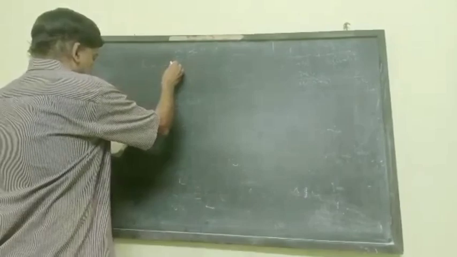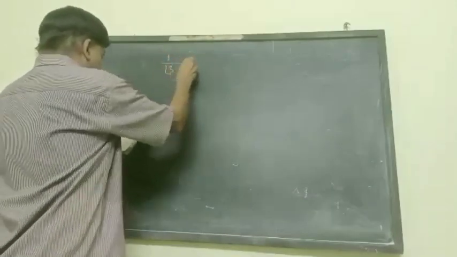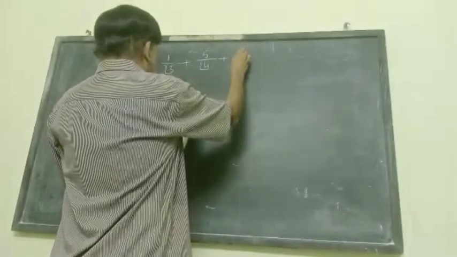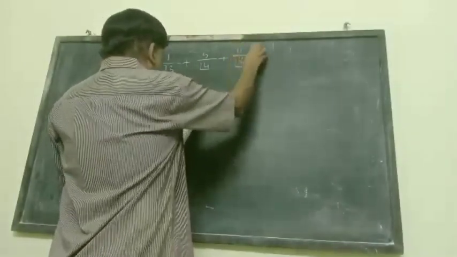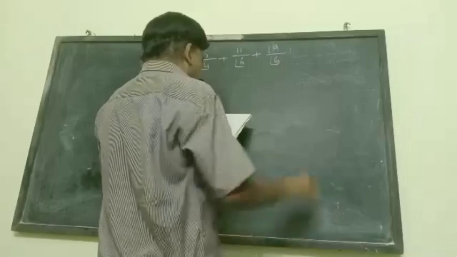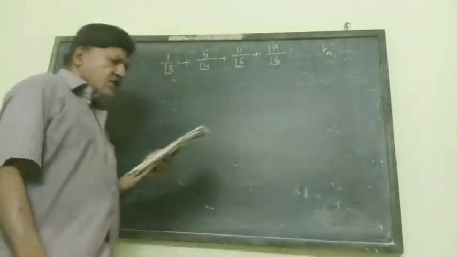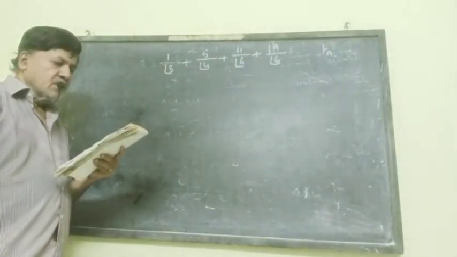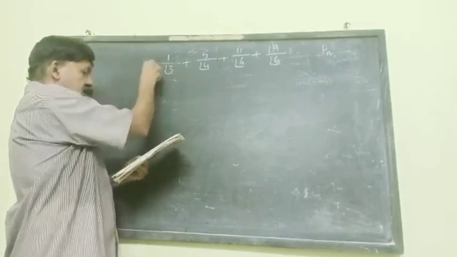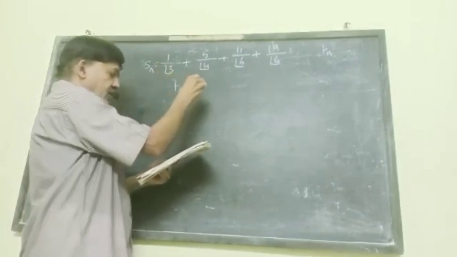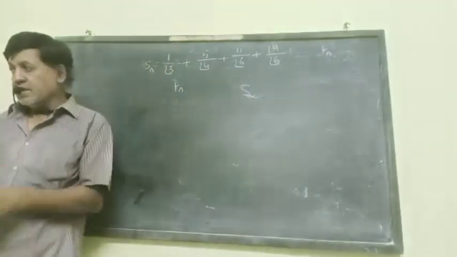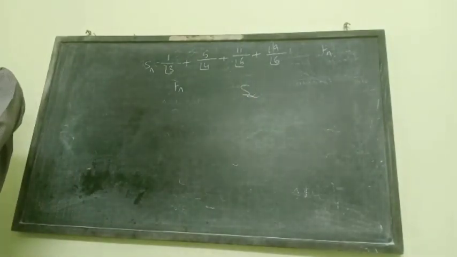The next question is 1 by factorial 3 plus 5 by factorial 4 plus 11 by factorial 5 plus 19 by factorial 6, etc., up to n terms. Then find the value of, let us say this is Sn, find the value of Tn and also S infinity. This is the next question. Right?